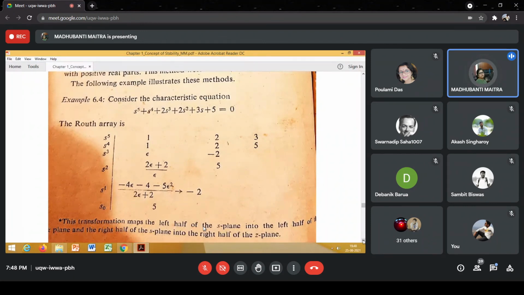Have you computed all the elements of the Routh table? Yes, ma'am. Got this expression? Yes, ma'am. Okay.